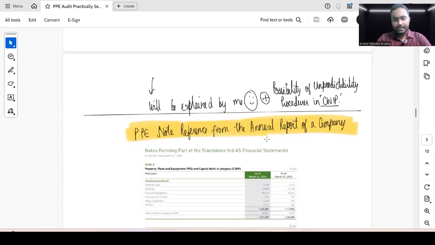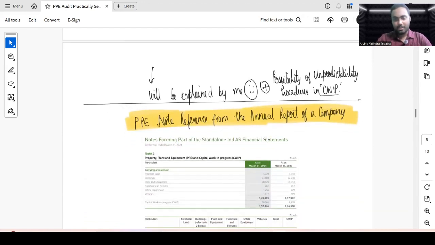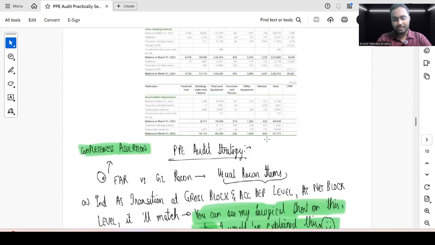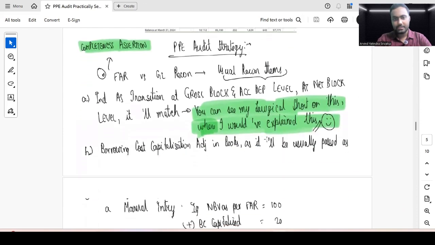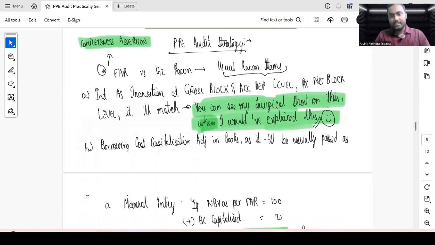Okay. Next, this is a PPE note reference from the annual report of a company. We'll just look at it once we are done with PPE. So here I've just given PPE below. So PPE audit strategy. First, we need to look at the completeness of PPE, guys. Why do we need to look at completeness? FAR versus GL reconciliation. Some of you might be wondering, what is this? Guys, very simple. FAR is the fixed assets register and GL is your general ledger.